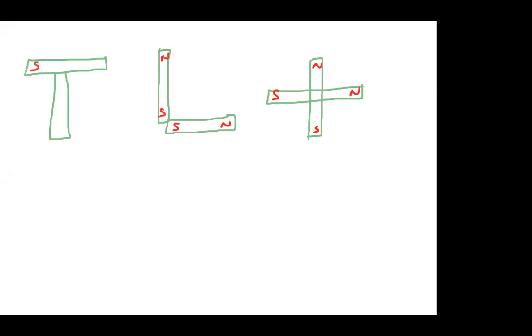Here south to north, here south to north. Now what is the direction of magnetic moment in any situation? Magnetic moment is always directed from south to north. So for this magnet M1, for this magnet M2, observe, magnetic moment is south to north.